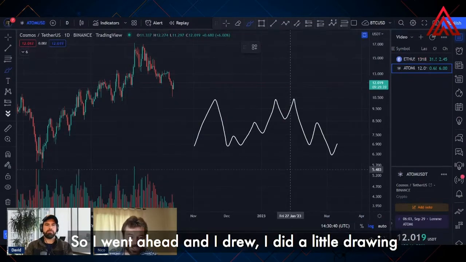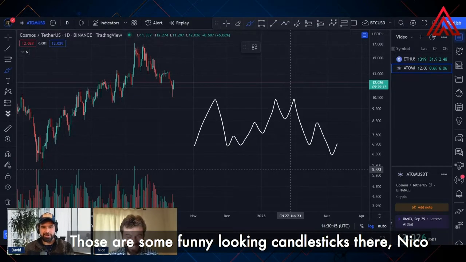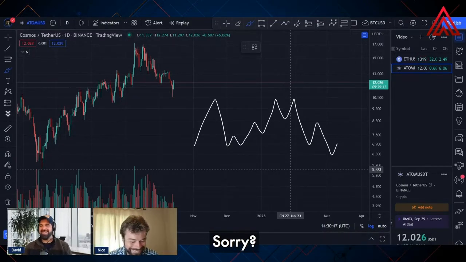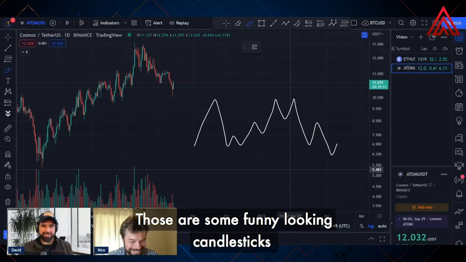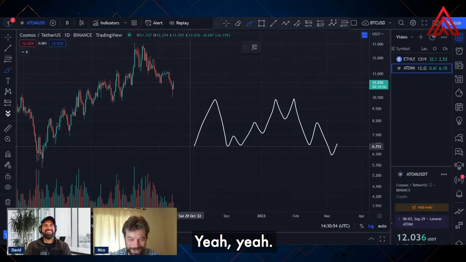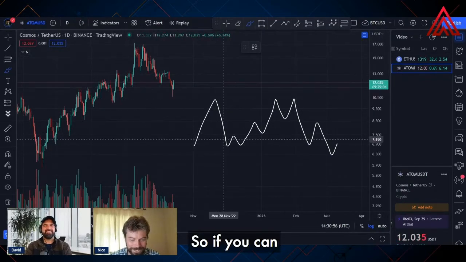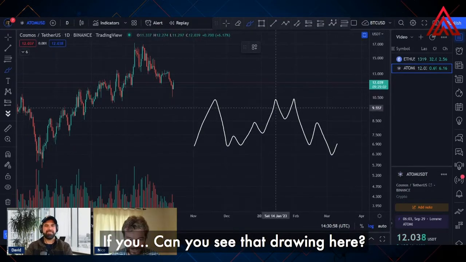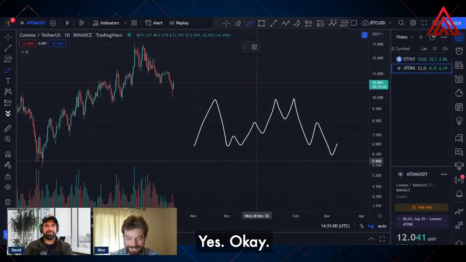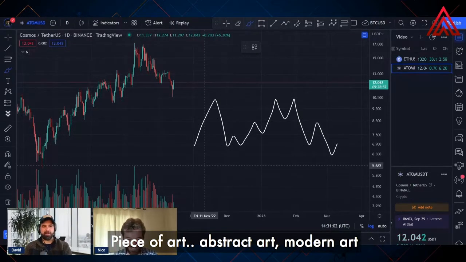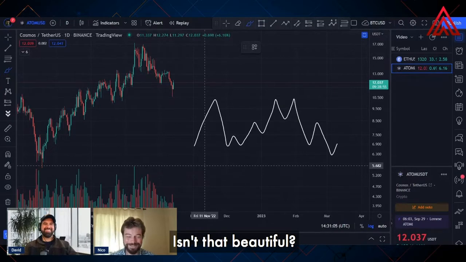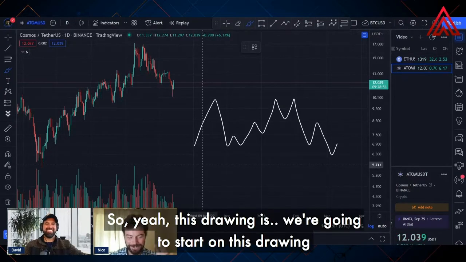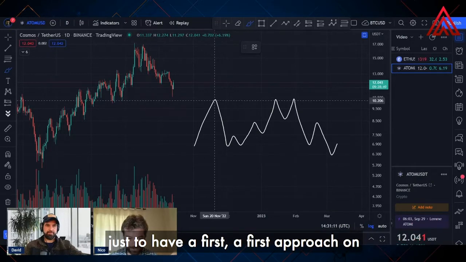Okay. So yeah, I went ahead and I did a little drawing. Those are some funny looking candlesticks there, Nico. Sorry? Those are some funny looking candlesticks. Yeah. So can you see that drawing here? Sure can. It's a great piece of art, it's abstract art, modern art. Isn't that beautiful?